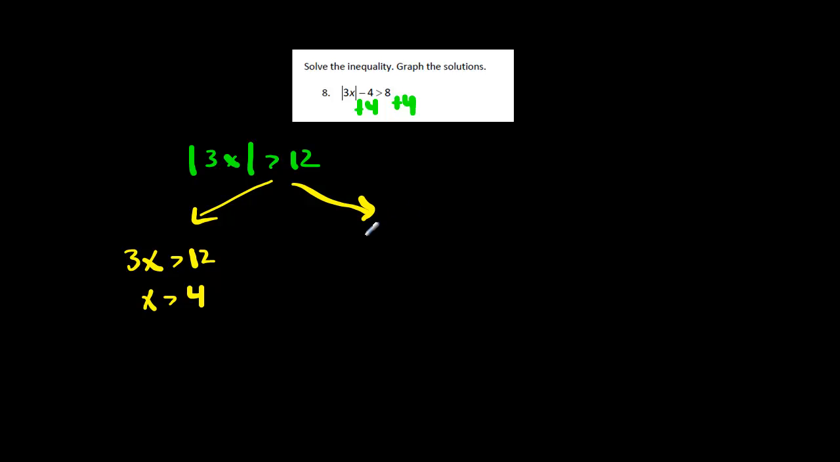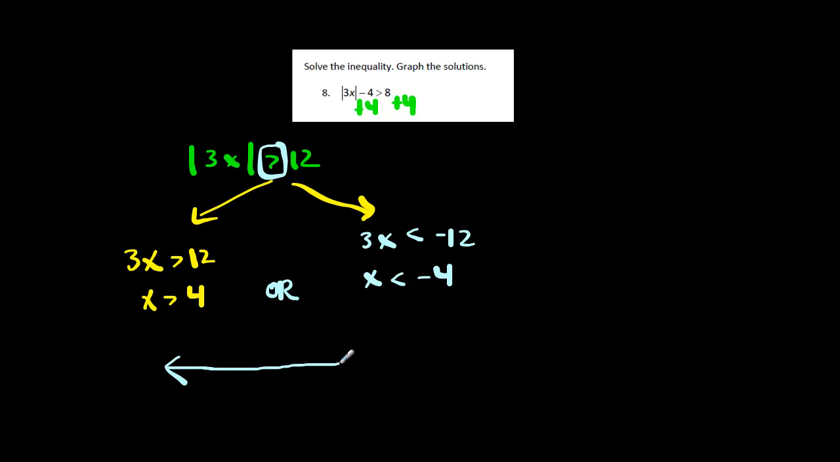Over here, I write it exactly how I see it up until the inequality, and I do a flip and switch. So flip and switch. Divide both sides by 3. x is less than negative 4. Now, I can read this inequality sign. It's greater than, so it's going to be a union of these two.